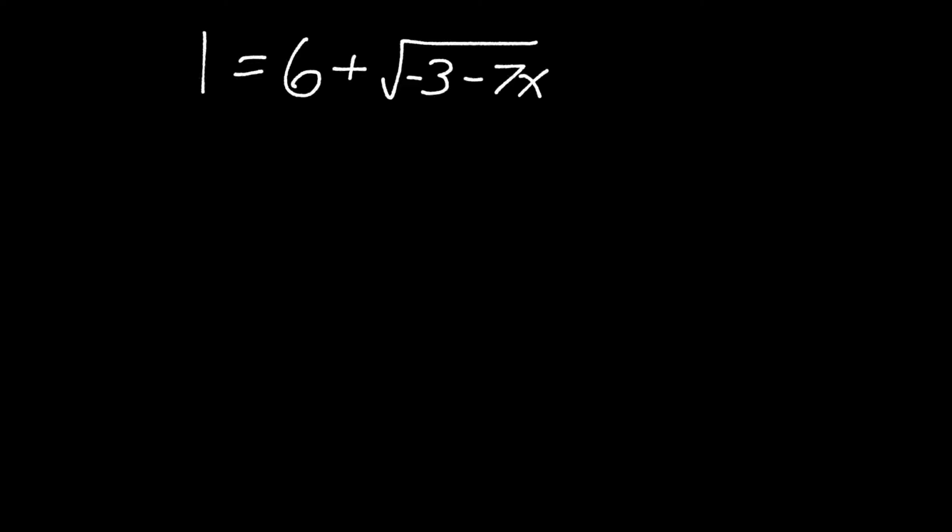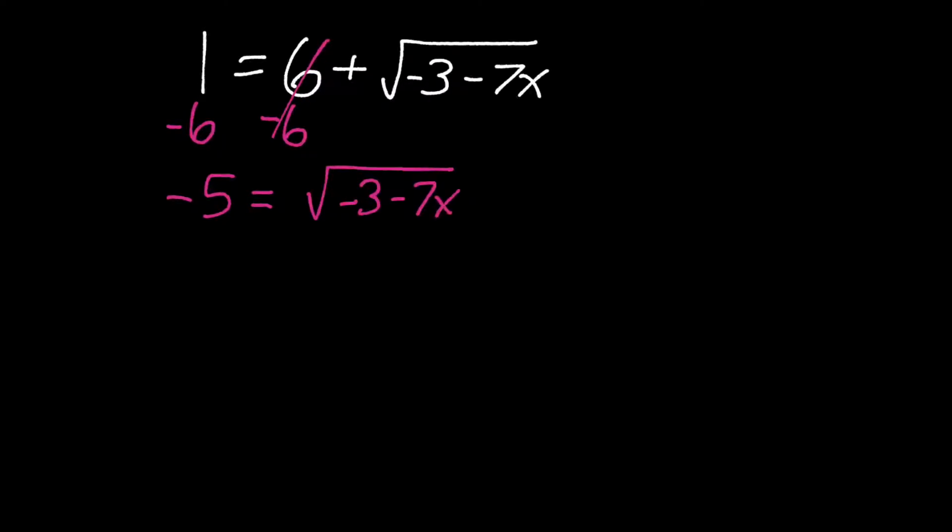Alright, so here's the most complicated one that I could have thrown at you thus far. We have 1 equaling 6 plus the square root of negative 3 minus 7x. Well, our goal right now is to get the radical all by itself. Once we have the radical alone, then we can square both sides and try to get x alone. So to do that, we have a positive 6, so let's subtract 6 from both sides. And we have negative 5 equals the square root of negative 3 minus 7x.